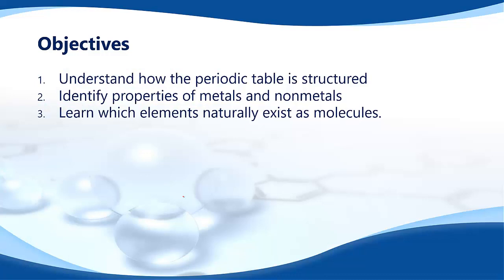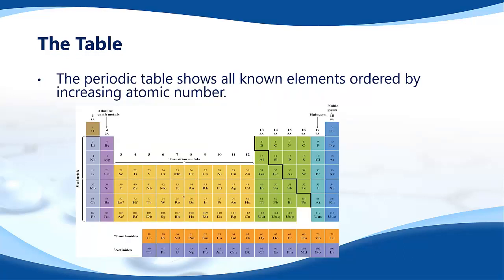I want you to be able to identify which elements on the table are metals and which are nonmetals. And we're also going to go over a list of elements that are diatomic, which means they naturally exist as molecules. Now, the basic periodic table itself is just a listing of all of the elements that we have, organized by increasing atomic number, or increasing number of protons.